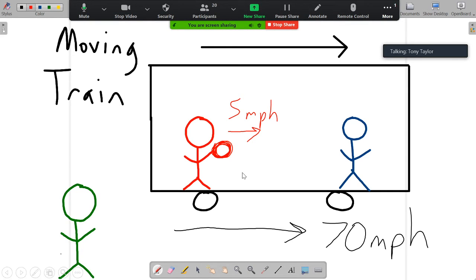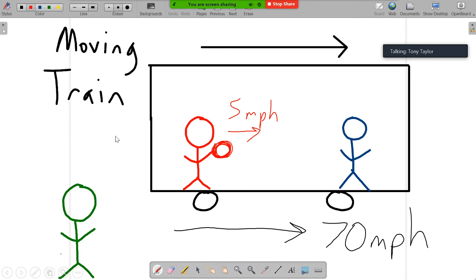Yes, I see Courtney put in the chat. You're exactly right. So from the person outside the train, the person in green sees the ball moving at 75 miles per hour. So you will combine this velocity with this velocity, so 70 plus 5, in order to get the speed of the ball from this person's point of view. And that makes sense, right? Because they're watching the ball travel on a moving train. And again, we're assuming that this is a train with clear walls, so the person in green can see inside the train. Okay, so the person in green will see that ball moving at 75 miles per hour.